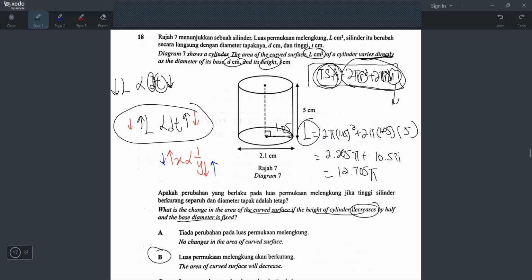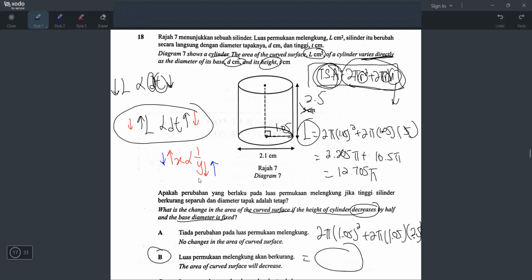But what if they say height of cylinder decreased by half? It means the height become 2.5. So if this become 2.5, what happens to your new surface area? So let's try. It will be 2 pi r. R is still 1.05 square because they say the diameter is fixed, right? Diameter fixed means radius also fixed. And then this one is 1.05. But this time the height is 2.5 because it's decreased by half, right? So let's see what I get for my new surface area.